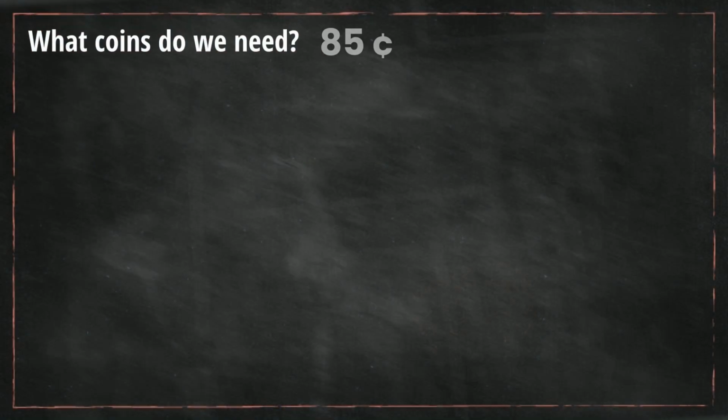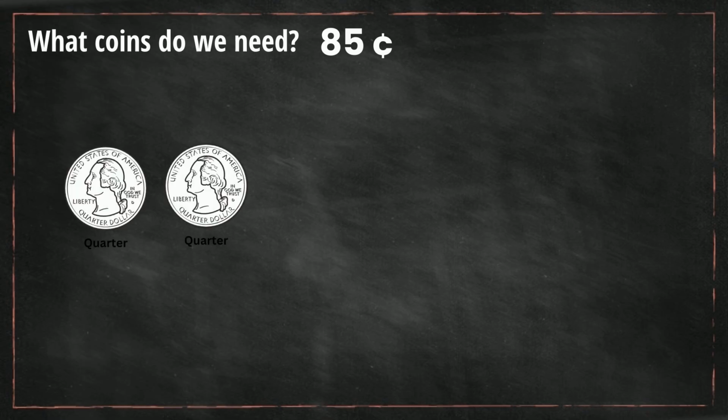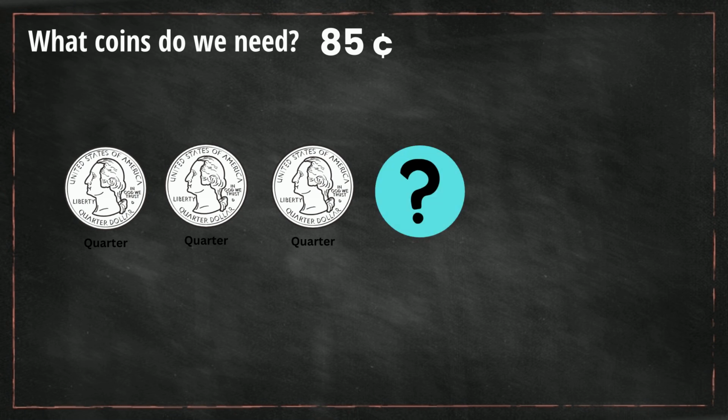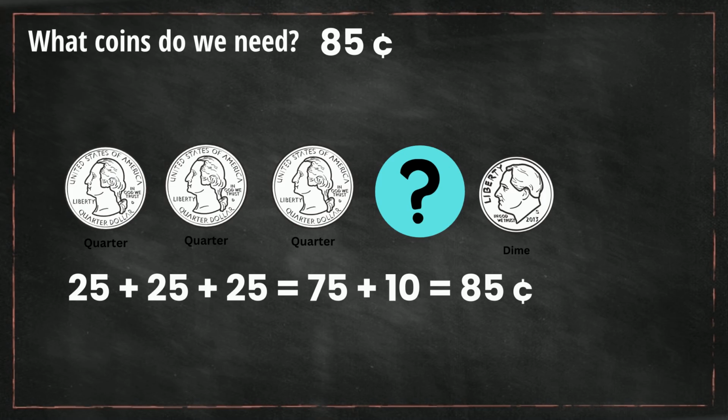Okay, we need 85 cents total for this first example, and we have three quarters. How do we get to 85 cents? Well, if we provide one dime, that equals 85 cents because 75 plus 10 equals 85.